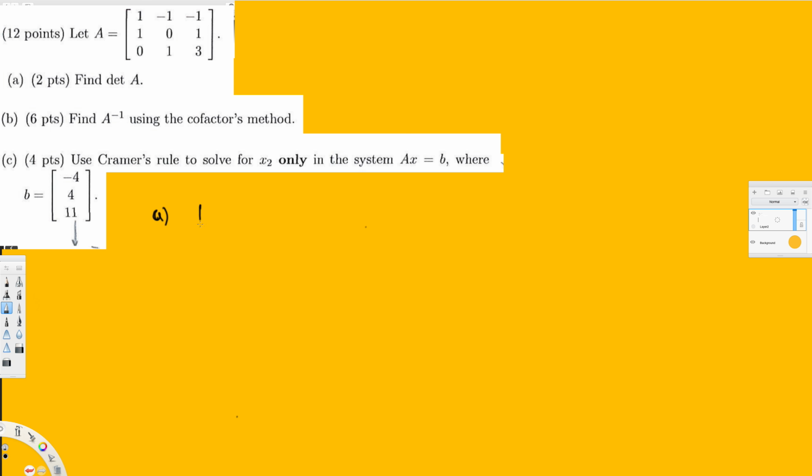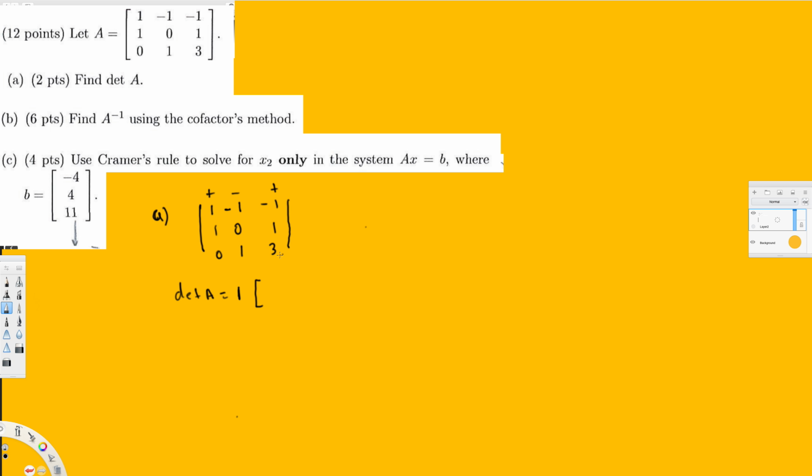What I have to do is pick up this matrix right here: 1, -1, -1; 1, 0, 1; 0, 1, 3. In this case we simply put plus, minus, plus, and then we take this number. So the determinant of A is going to be, if I take this number, I have to eliminate all the vertical and horizontal of this one. If I eliminate that, now I have to do AD minus BC.